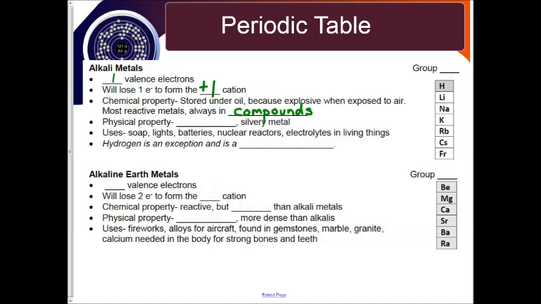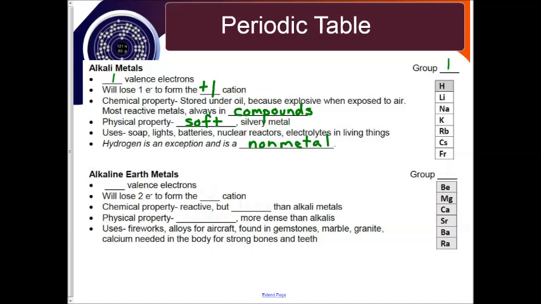The physical property for alkali metals is that they are soft, silvery metals. We can use them in soaps, lights, batteries, nuclear reactors, electrolytes in living things. Hydrogen is an exception and is a non-metal. And again, this is group 1.